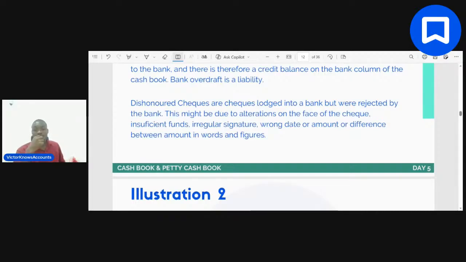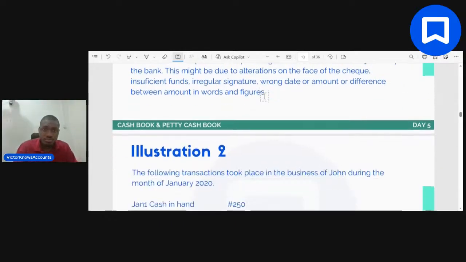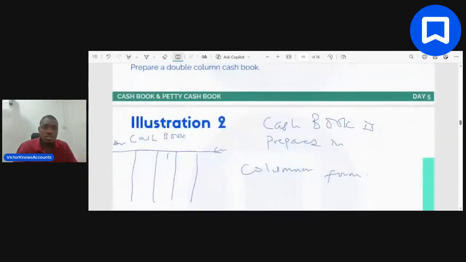Another one is a difference between the amount in words and figures. For example, you wrote 500,000 naira only in words, but when you were writing your figures, you mistakenly wrote 590,000 or 509,000. That's a discrepancy between the amount in words and the amount in figures. That's actually why banks require you to write in words and also in figures, so that they can confirm it. So that's that.